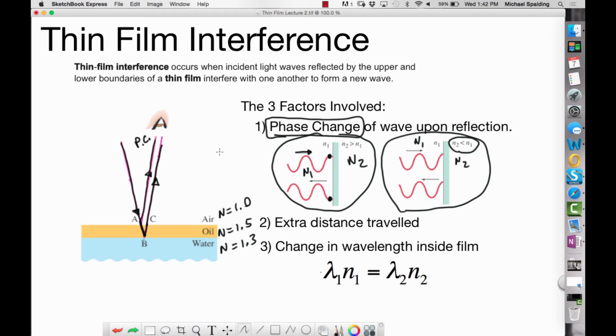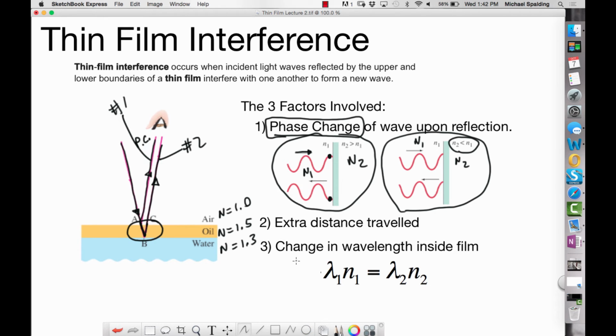Okay? Second thing you have to realize is that this second ray that I'm circling right here has traveled an extra distance. Hasn't it traveled an extra distance than ray number 1? Ray number 1 is this one. Ray number 2 is this one. Ray number 2 traveled an extra distance right there. That extra distance is going to be important. We'll talk about that on the next screen.